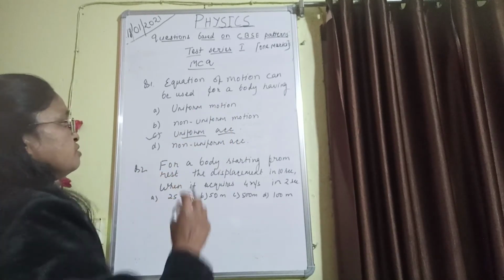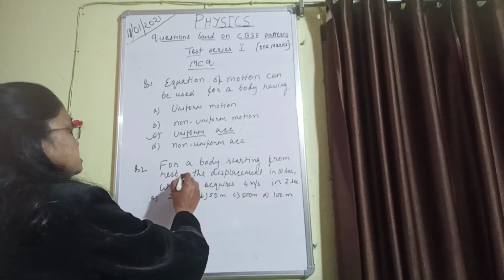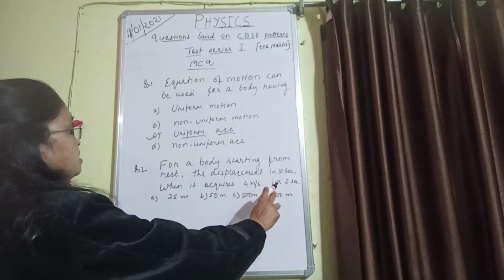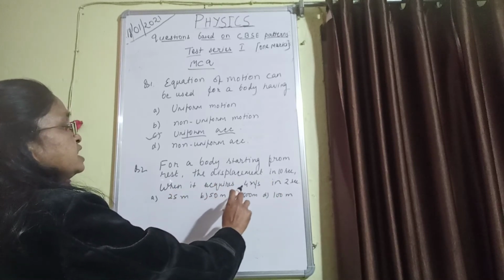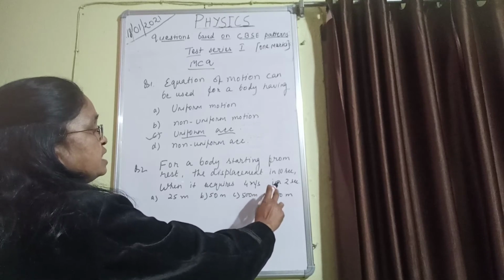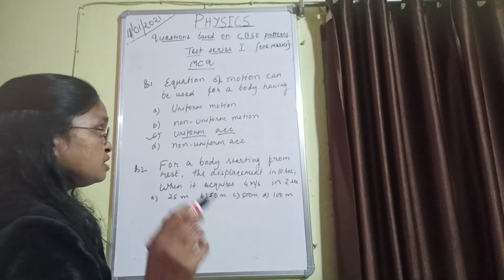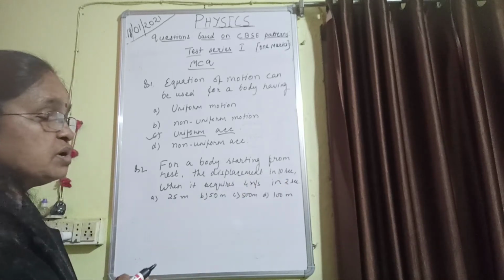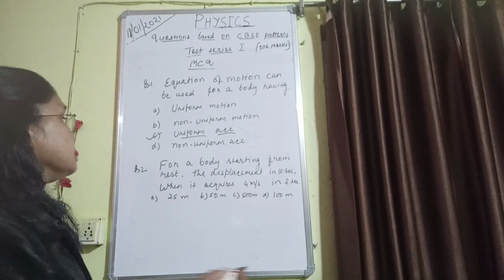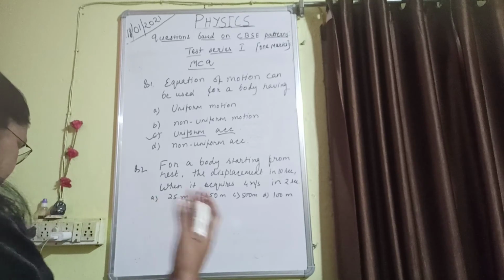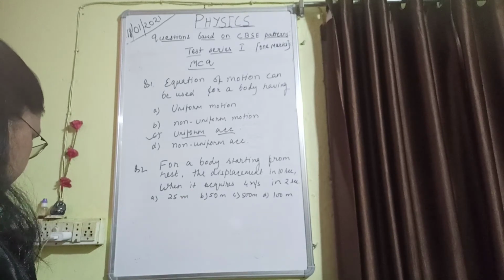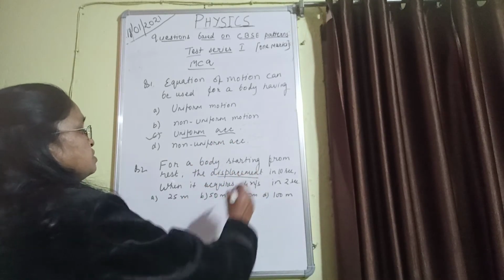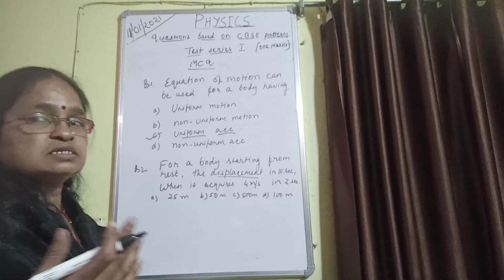The second question is, for a body starting from rest, find the displacement in 10 seconds, when it acquires 4 meter per second in 2 seconds. That means it acquires 4 meter per second in 2 seconds and the body starts from rest. How will we solve this? What will be its displacement? So here we mainly have to discuss the displacement, that means the distance covered.